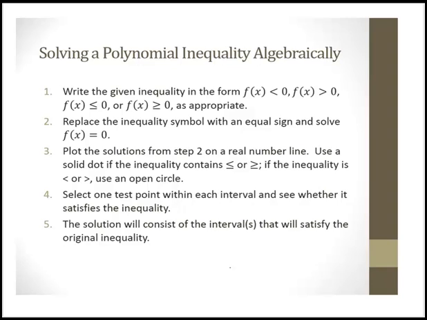We'll plot the solutions from step 2 on the number line using a solid dot if the inequality is a less than or equal to or a greater than or equal to. And we'll use an open circle if we have a strictly less than or strictly greater than. Then we will test a point in each interval to see whether it satisfies the inequality. Then the solution will consist of the intervals that satisfy the original inequality. This is actually quite similar to what we did in a previous chapter when we were solving quadratic inequalities. Just now we might have more x-intercepts and more intervals to consider.